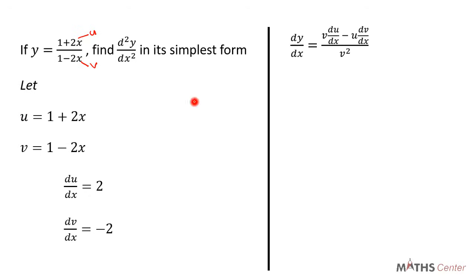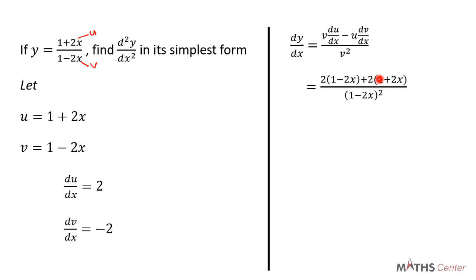The quotient rule says that dy dx is equal to v du dx minus u dv dx, divided by v squared. Okay, so let's substitute the information in. Du dx is 2. V is 1 minus 2x. So you have 2 times 1 minus 2x. Then minus u dv dx. I'll bring the dv dx first. Multiplication is commutative, so it doesn't matter which one I bring first. The dv dx is negative 2. So I'm going to have minus negative 2, and that gives us positive 2.